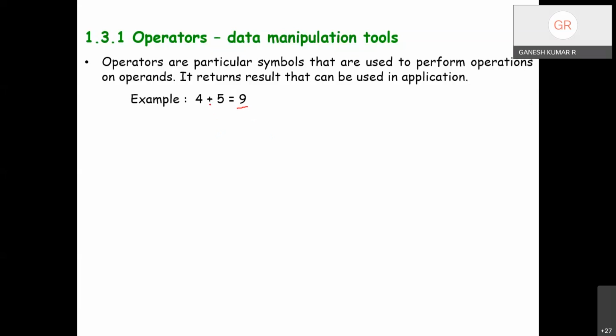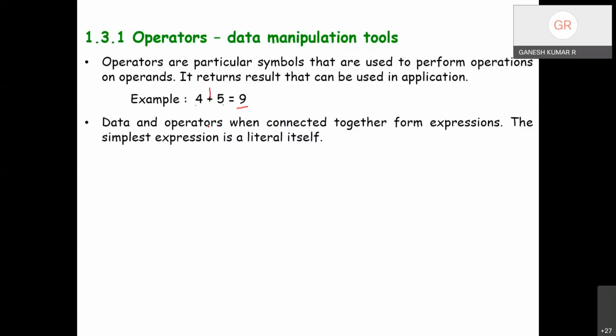So an operator is a symbol which is used to perform operations on operands. Plus is an operator. 4 and 5 are called operands. Operands are nothing but data, the input values supplied to the operator. So that is the basic definition of operators.